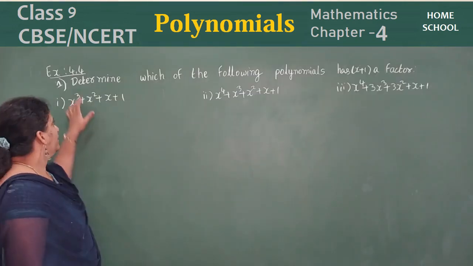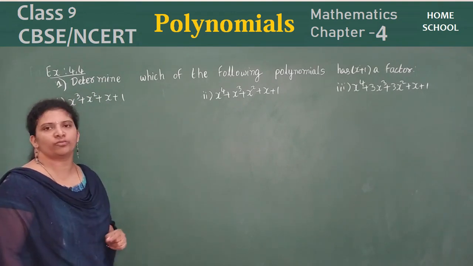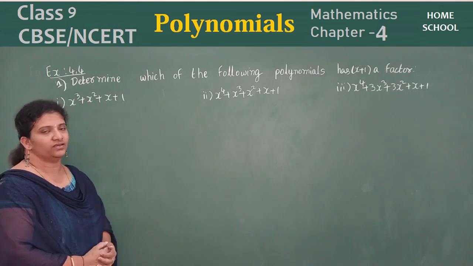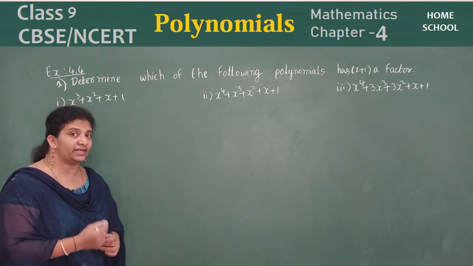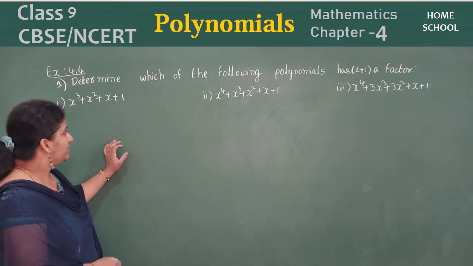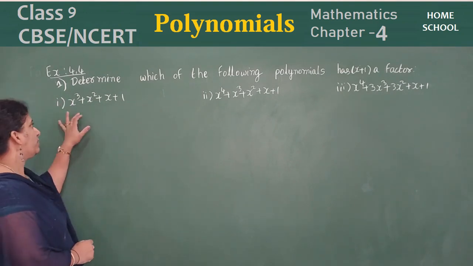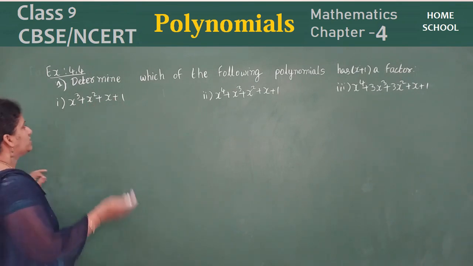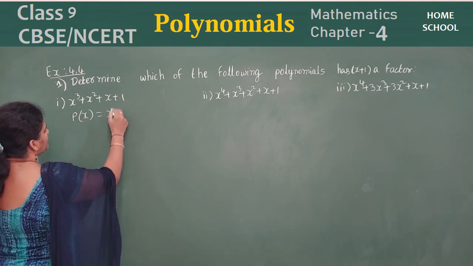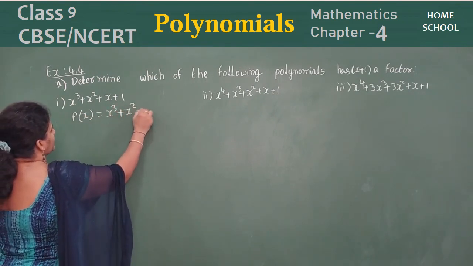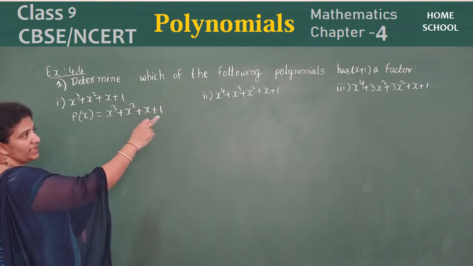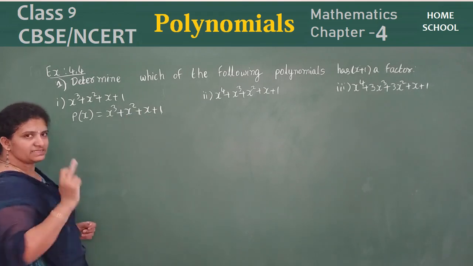Your first question: determine which of the following polynomials has x plus 1 as a factor. So x plus 1 is a factor of these polynomials or not, you need to check. How can we check, children? First sub-question in it, x cube plus x square plus x plus 1. So let me assume this as polynomial of x. p of x is equal to x cube plus x square plus x plus 1. Okay. So they gave you the factor x plus 1. Is it a factor or not?